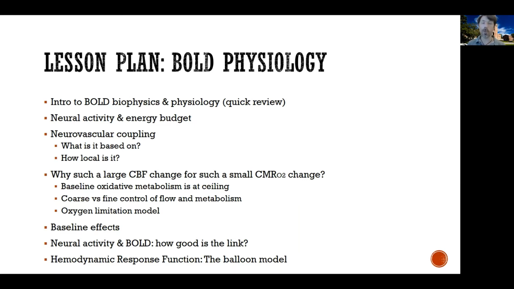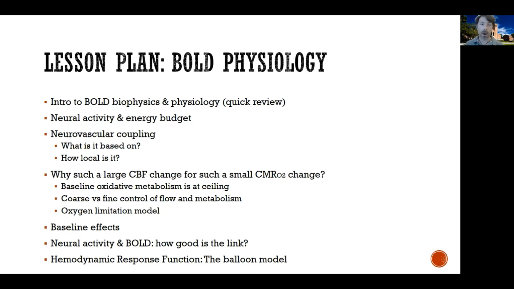Specifically, we're first going to do a quick review of neural activity and how it is linked to use of energy and metabolism. Then from there, I want to look at the neurovascular coupling. That is to say, how does the vascular system know to bring extra metabolism to some part of the brain? What is it of the neural activity that leads to a metabolic response?